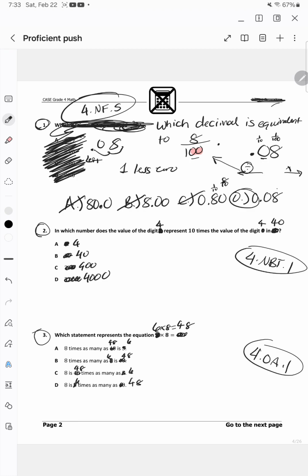Now, the next question, it says, in which number does the value of the digit 4 represent 10 times the value of the digit 4 in 40? Here's your strategy. If it's telling you to multiply by 10, all you do is say 40 times 10, which is 4 times 1 is 4, and I stick my 2 zeros at the end.